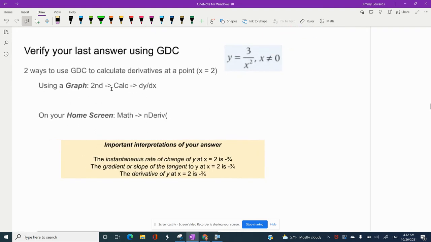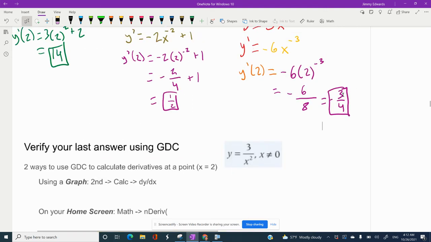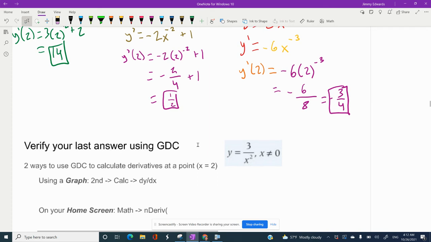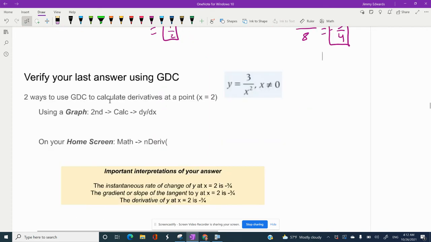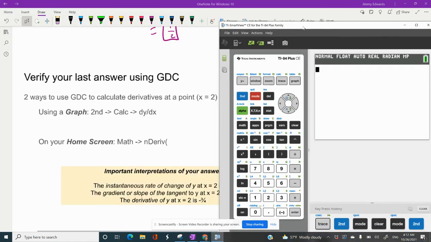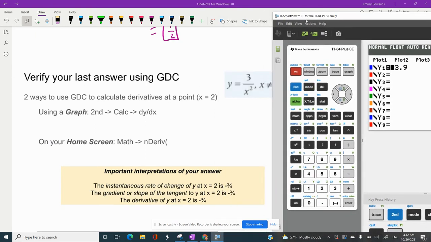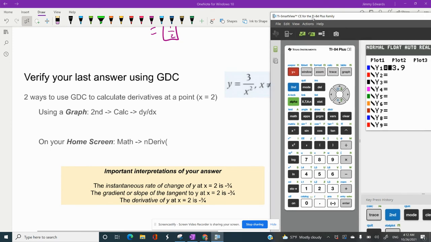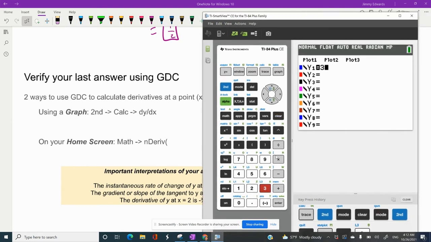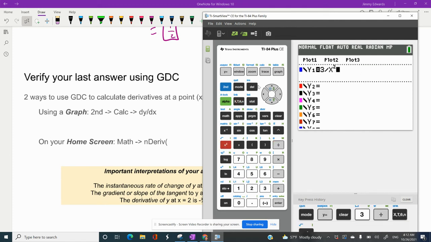All right, let's talk some calculator skills. So you can verify your answers using your graphing calculator. So we just did this problem that we found that the slope was negative 3/4 or negative 0.75. There are 2 ways we can use our graphing calculator to calculate derivatives at a point. And so let's do both of those now. We can, in a graph, let's graph this function. We had 3 over x squared. So I'm going to type 3 divided by x squared.